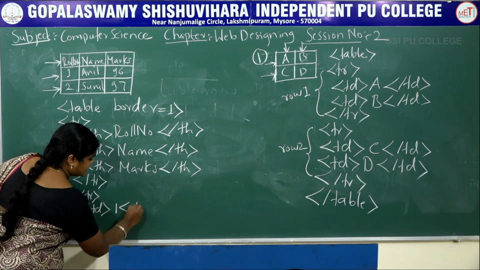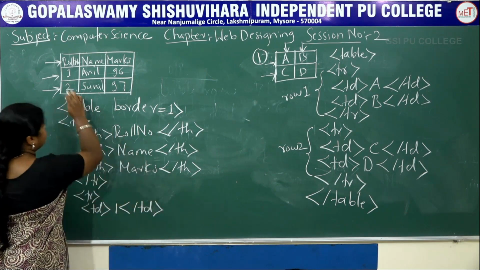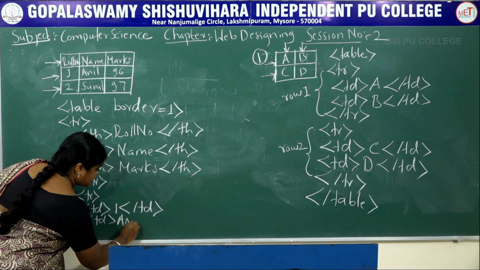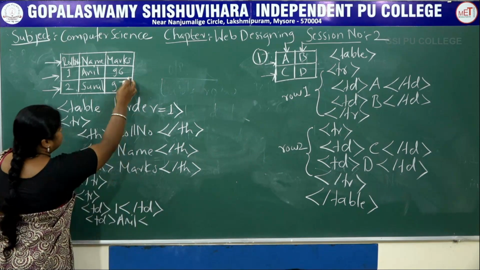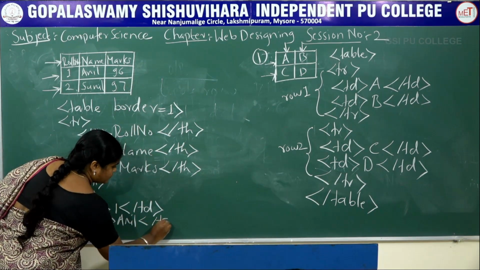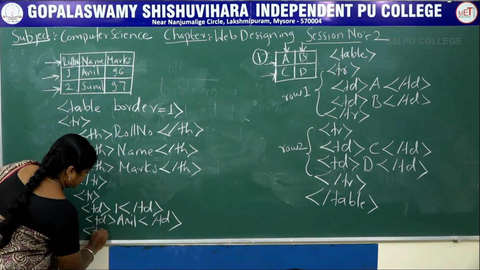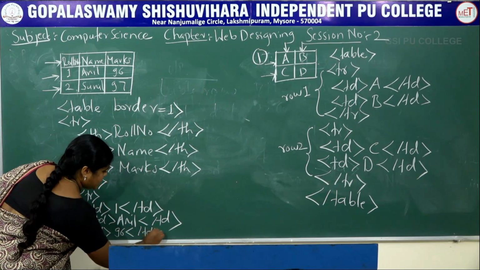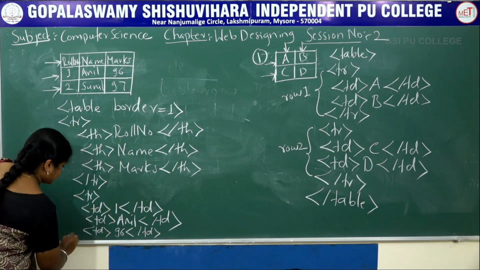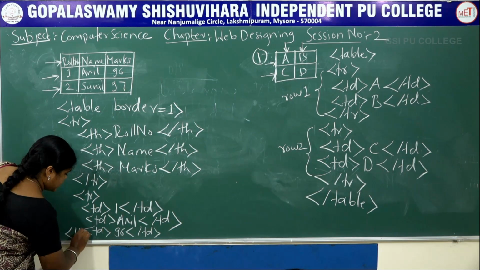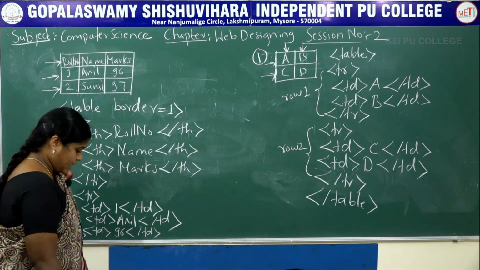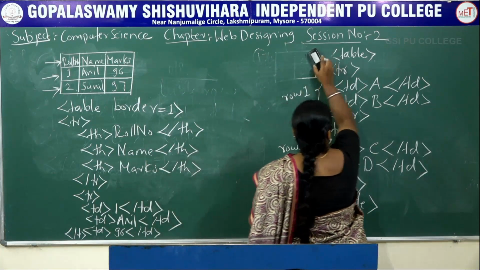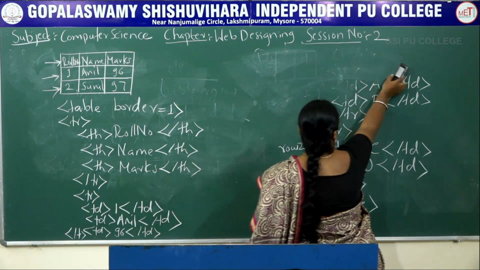TD, 1, /TD. Next one is the student name. TD. Again you specify the name, then the marks. The last one is marks, that is 96, /TD, and finally /TR. So that completes the second row. In the same way, we will write the code for the last row.